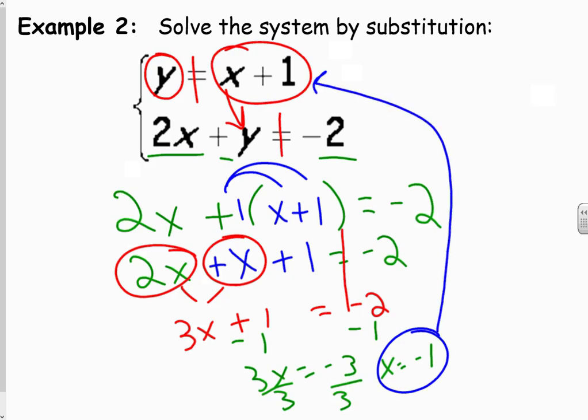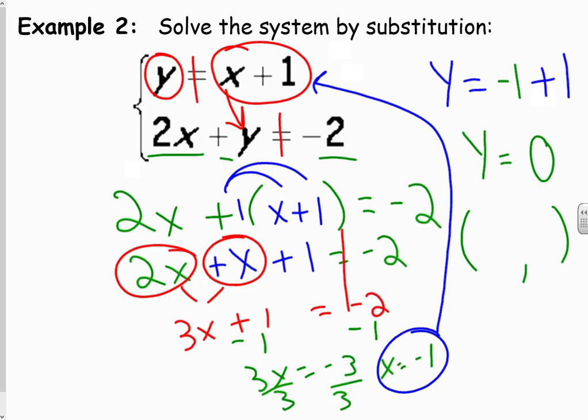Pause the video now if you have not already plugged it in to try and see what you get for y. Y equals x plus 1. We were just told that x is -1 from our solving. So y equals -1 plus 1, which is 0. So our answer, which is always in x and y order, my x is -1, my y is 0. Those two lines would cross at the point -1, 0.